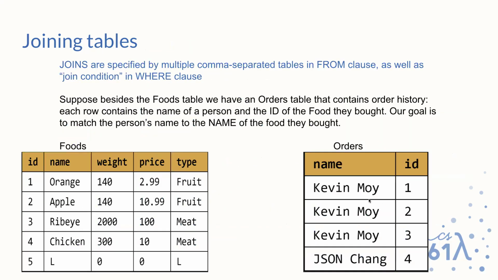The big picture intuition is that once you do joins, what actually happens is that for every row in the orders table, on the first step it copies every single row in the foods table and attaches it. So if it's 1, 2, 3, 4, 5 and then 1, 2, 3, 4, that's 5 times 4, which is 20, a 20 row table.